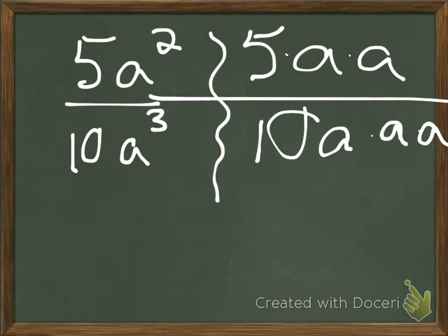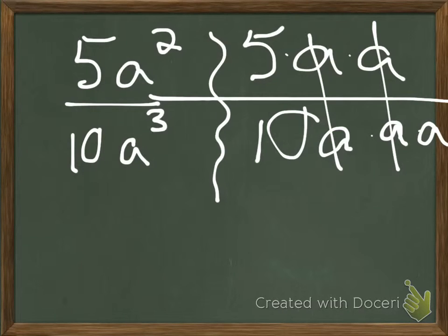Now what do I do? What comes next? I'm going to cross them out, right? How do I know when to cross them out? When they're the exact same, right? Is there any that are the exact same? A and A are the same, so I'm going to cross those out.